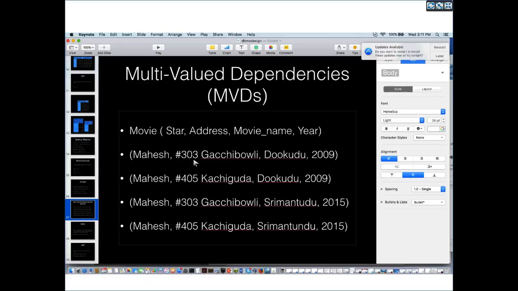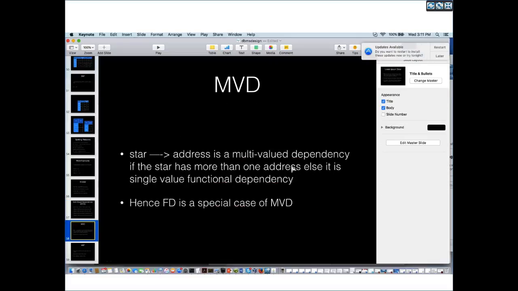Now, multi-value dependency is the general case of functional dependency.